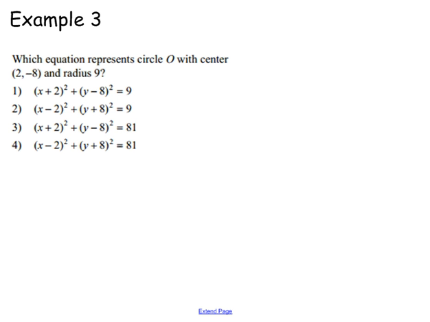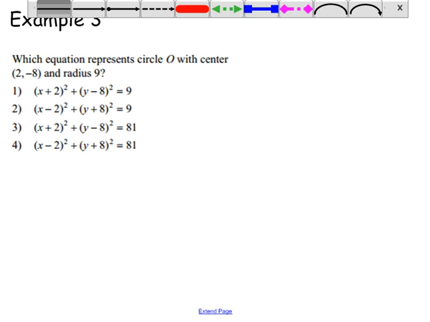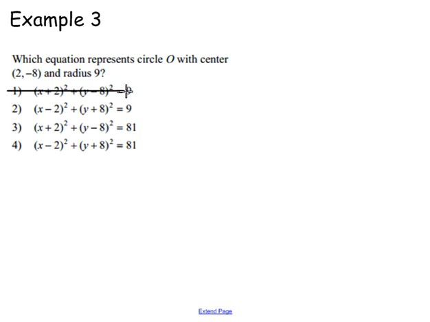Okay, last one. Example 3 says, which equation represents circle O with center 2, -8, and radius 9? So I don't know if you've been noticing a pattern here with our two previous problems, but you should notice that the radius gets squared. So automatically we know the answer cannot be choice 1, and we know the answer cannot be choice 2. Because when we put the 9 into the formula, it has to give us 81. So it's either choice 3 or choice 4.